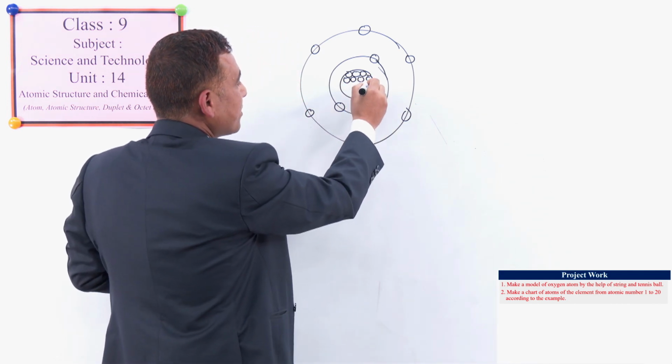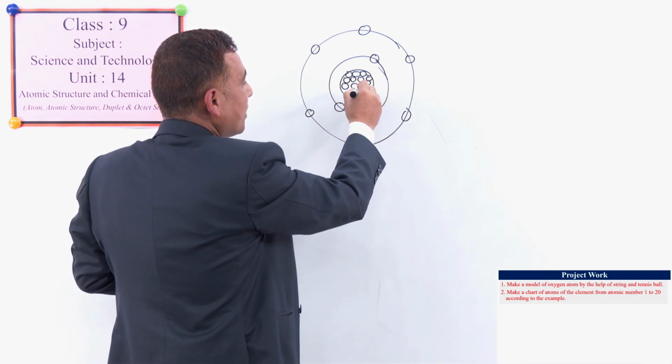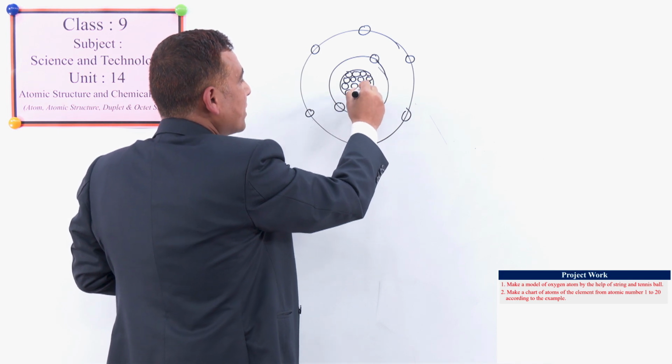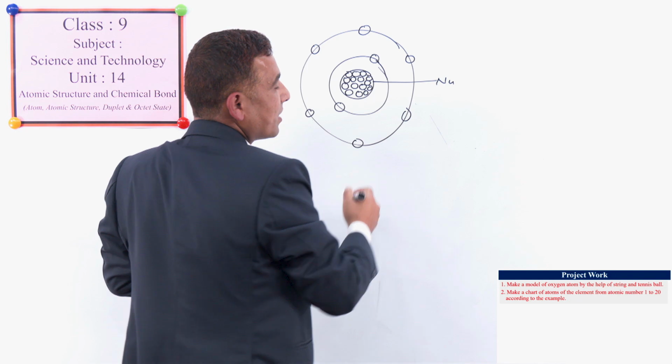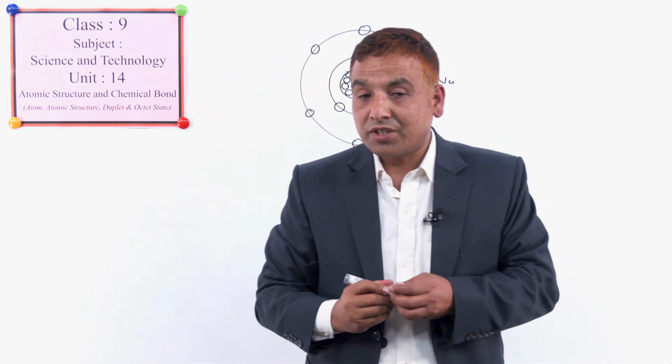To make 8 protons and 8 neutrons, you need other materials also, so that you can make the nucleus. This is the nucleus. Then these are the orbits. In the same way you can do this project work.